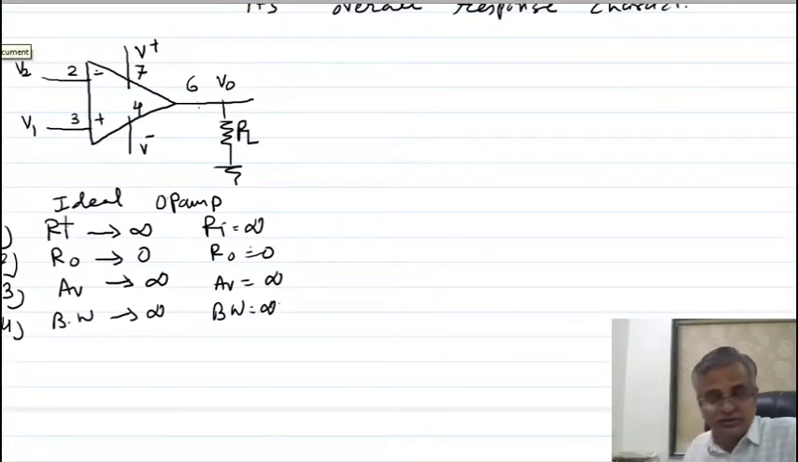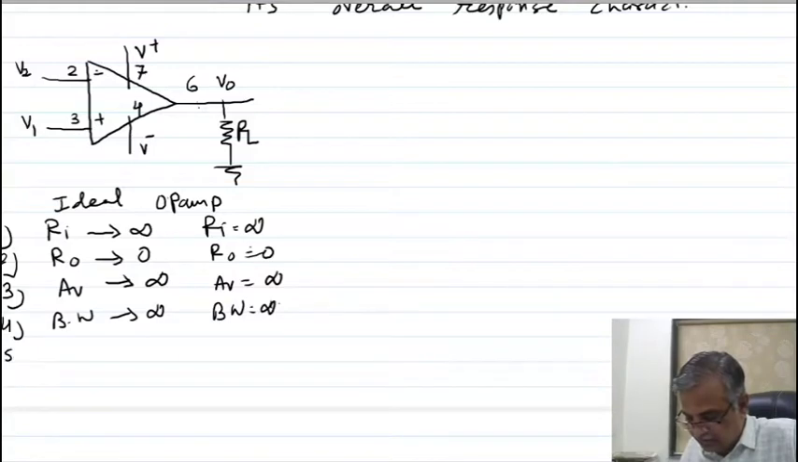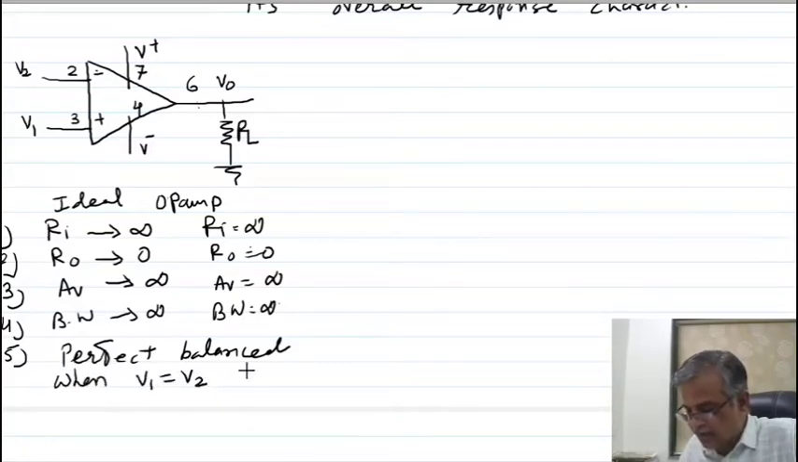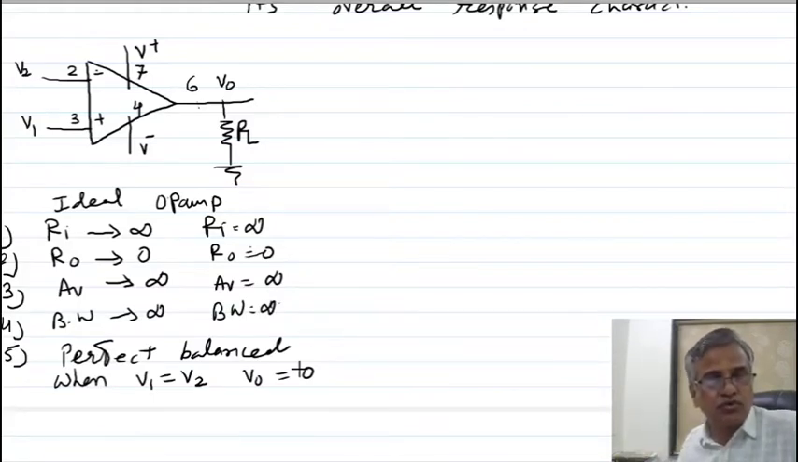Listen again. The input resistance is very high, we are writing infinite. Output resistance tends to 0. Voltage gain is infinite. Bandwidth is infinite. Perfect balance. This is important. Perfect balance means when both the inputs are at the same level, then output must be 0.